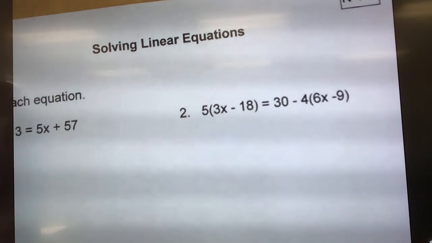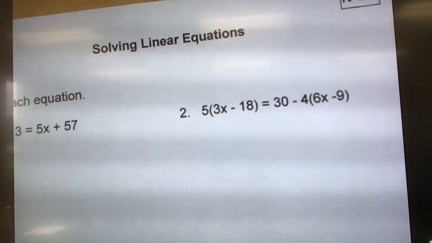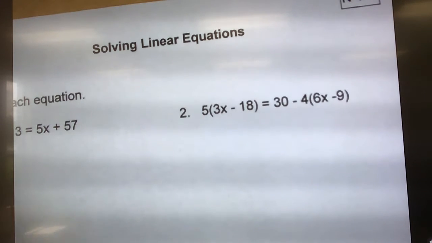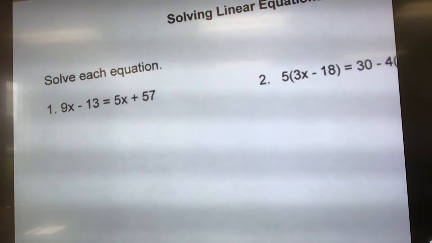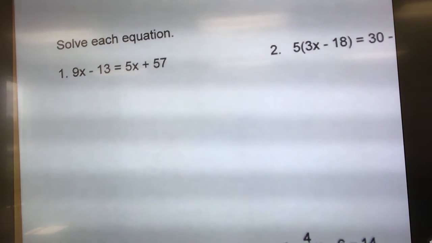Okay, this is solving linear equations, notes 1-1. So this will be your first lesson. All right, when we're doing this, I do it a little bit different than most of your teachers have in the past.